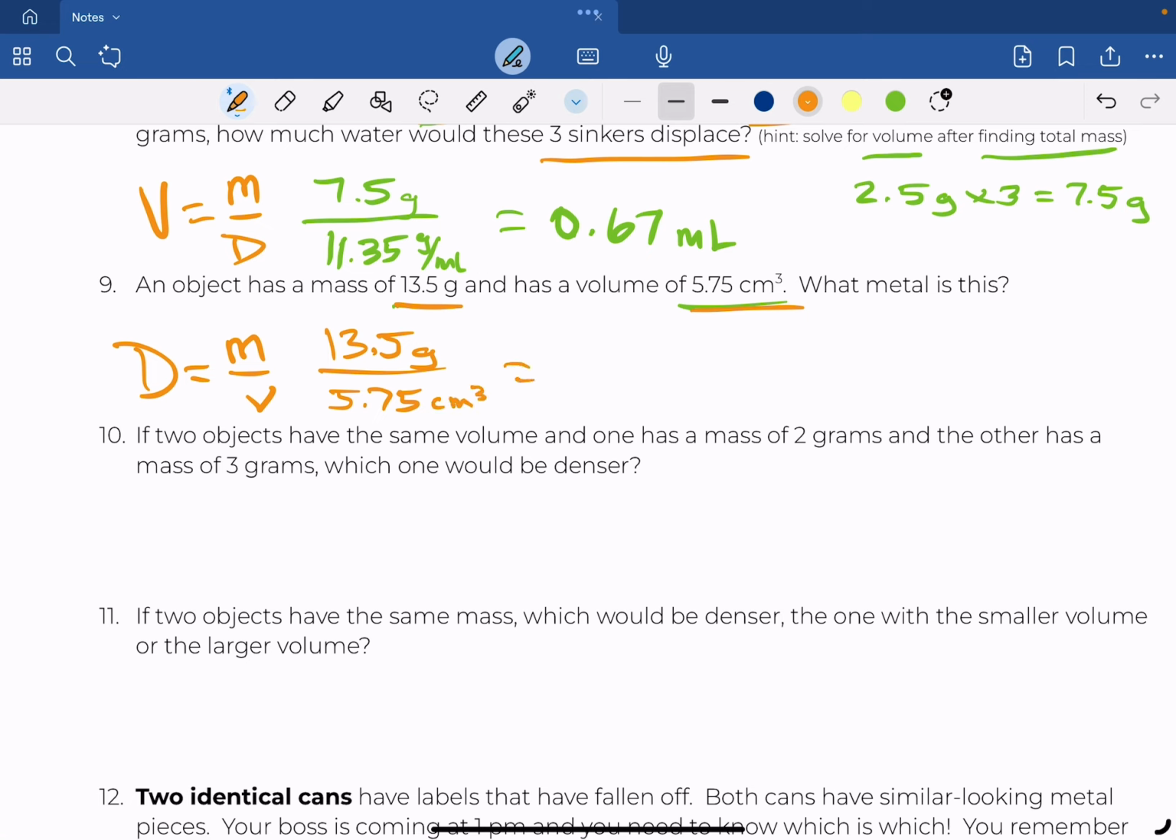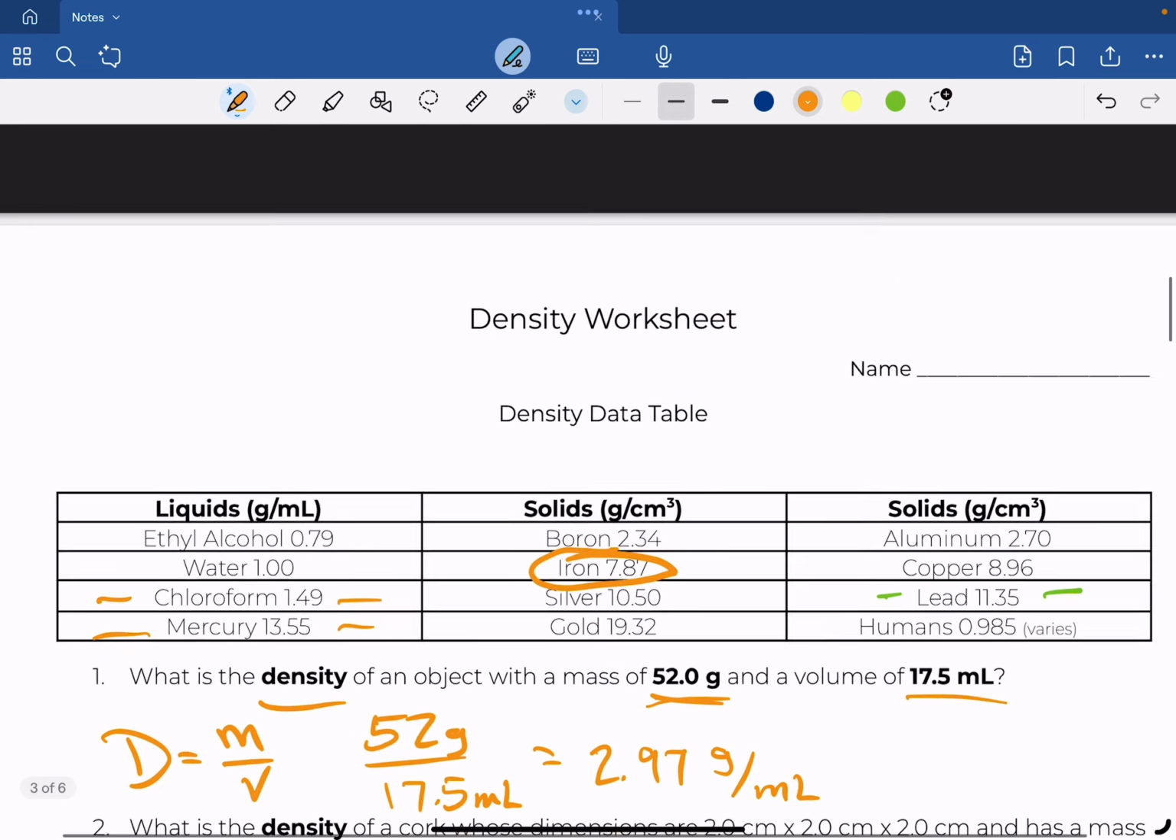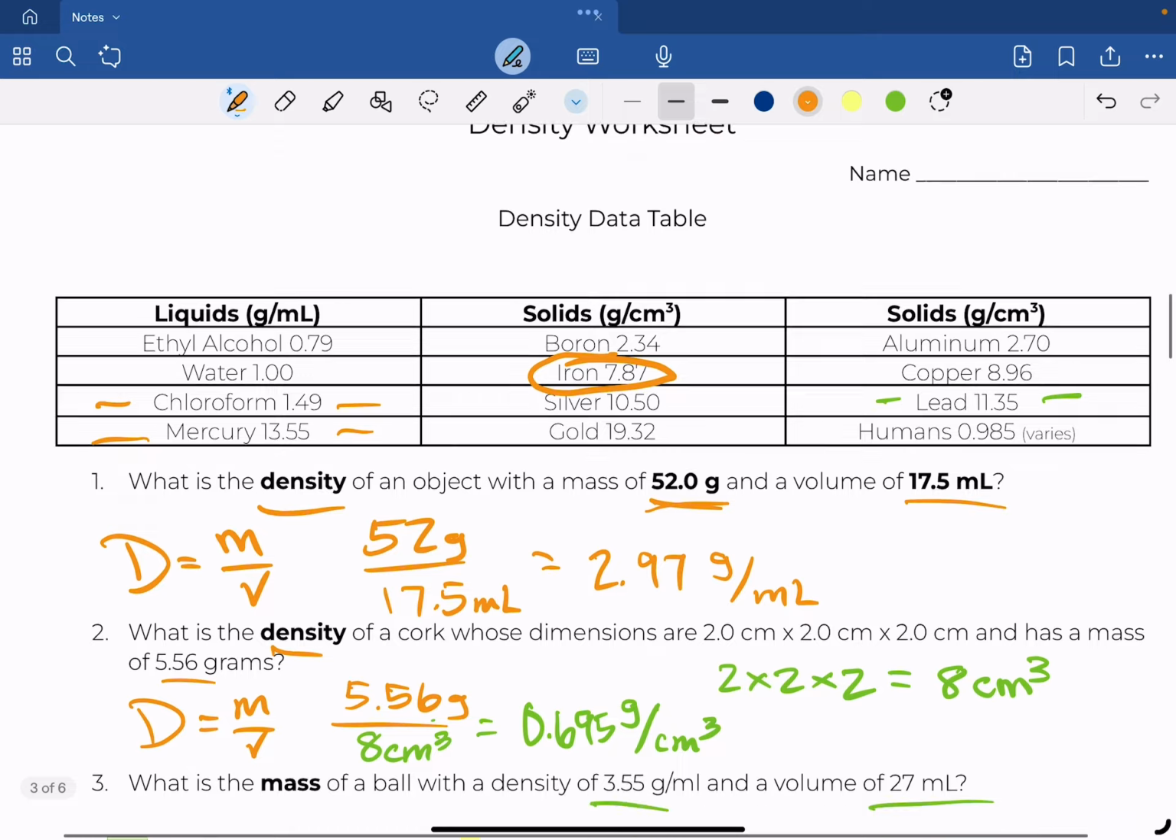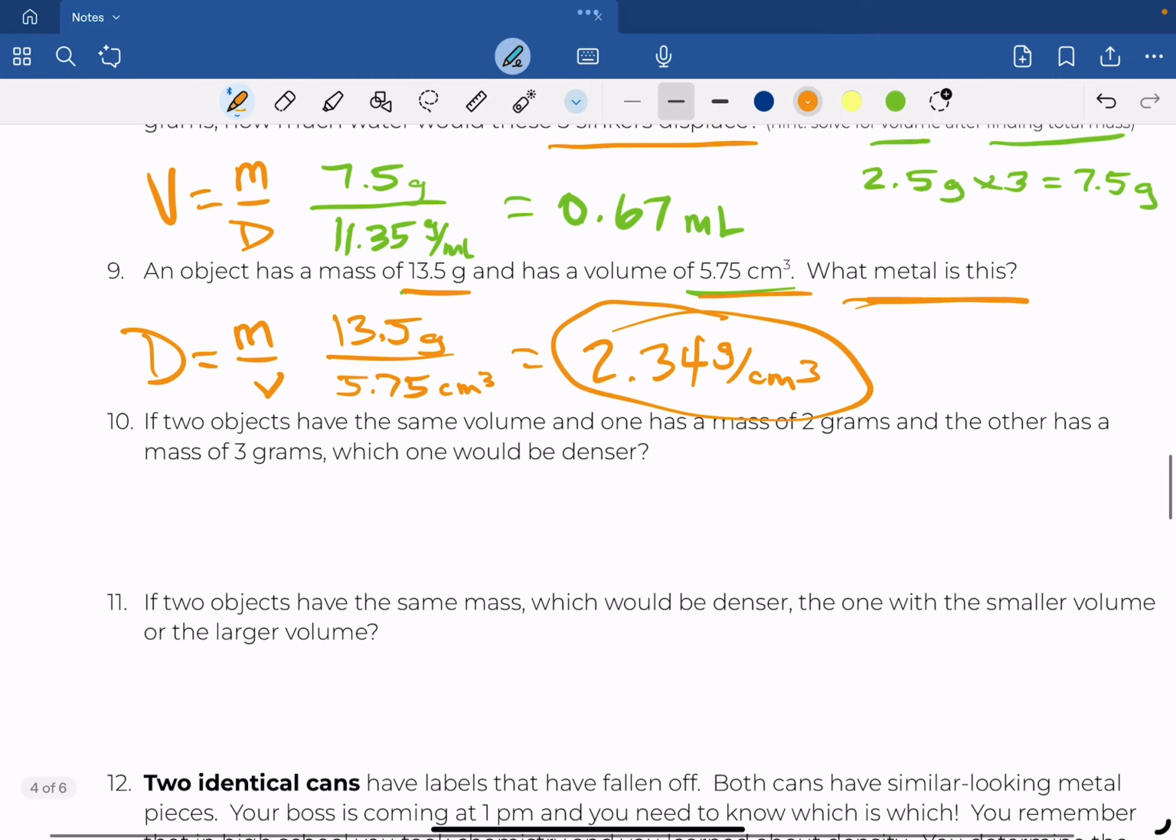You have a big number divided by a smaller number, so it should be greater than 1. 13.5 divided by 5.75 is 2.34, and then it's trying to figure out what metal this is, and grams per centimeter cubed. So let's look for 2.34 up here. And there it is right here, boron. 2.34 is boron.